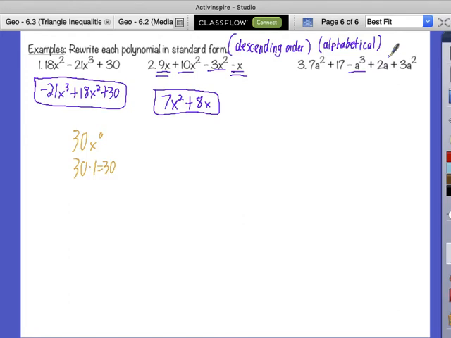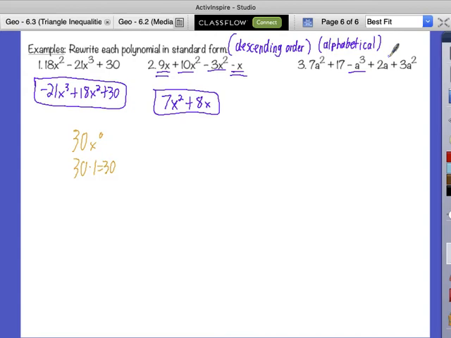Can anyone else tell me why you put that first? Next, Maria. Because it has the biggest exponent. Yeah, it has the biggest exponent. Very good. That's why we put that first. They're all a's, so we don't have to worry about alphabetical. But that one has the biggest exponent, so it's going to go first, because we want it descending, greatest to least.